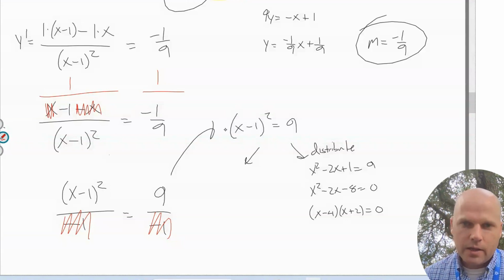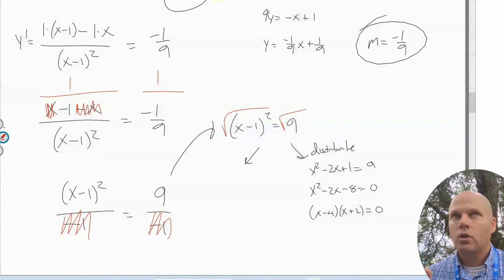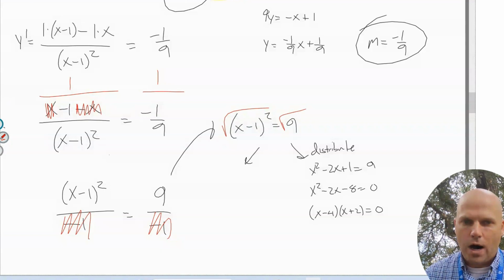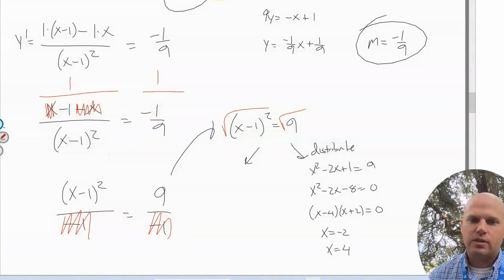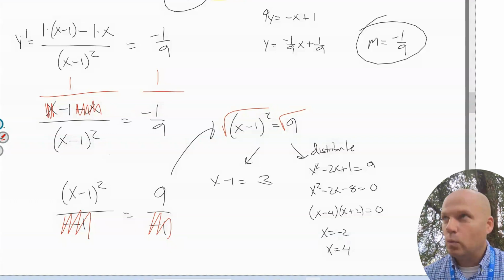The other way is to square root both sides. However, you have to remember when you're square rooting both sides of an equation, your solutions could be positive or negative. So why is distribution sometimes better? It's because we won't miss out on our solutions. x is -2 and x is 4. If we square root and we just say 3, we're going to miss out because that's not right.